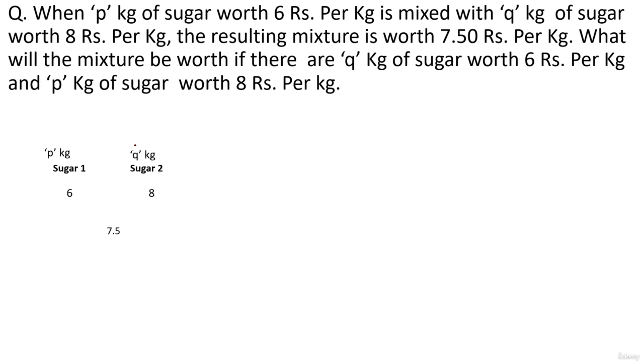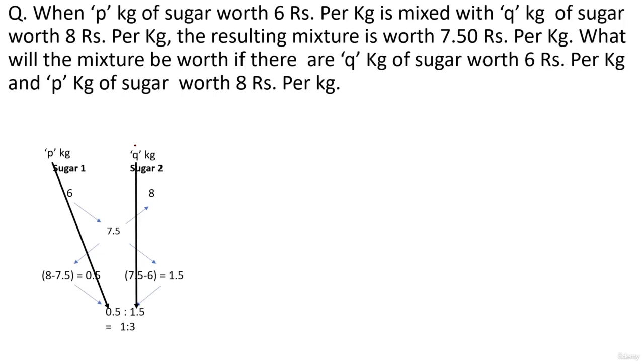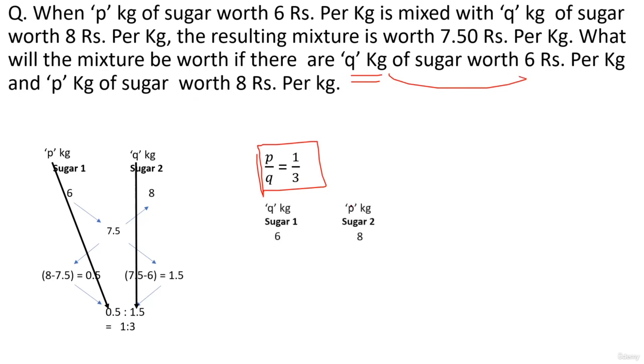So from here, what we can do is apply alligation and find out the ratio of P is to Q. That comes out to be basically 1 is to 3, right? So once you get the ratio of P is to Q, you observe what the question demands. What will the mixture be worth if there are Q kgs of sugar worth rupees 6? So now you're taking Q kgs of sugar worth rupees 6 and P kgs of sugar worth rupees 8. So now you know the ratio of P and Q, you can solve the question. You can directly apply the weighted average formula, and get the answer.